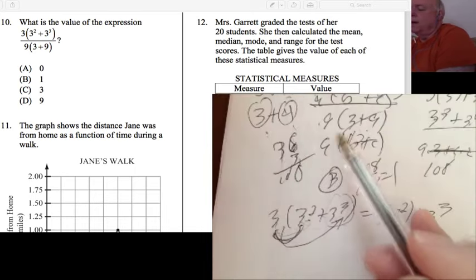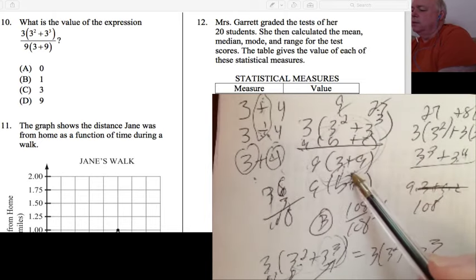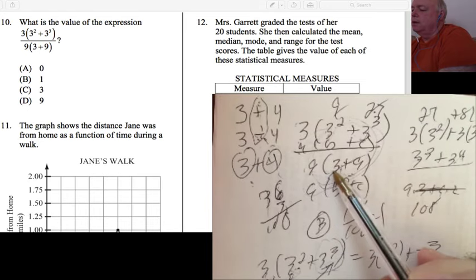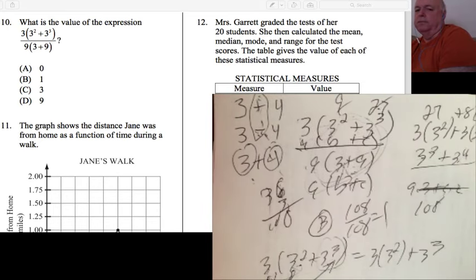In fact, some kids might even do it down here. This is busy enough to confuse somebody sometimes. So they might do 9 times 3 is 27, plus 9 is 36 as the denominator, which is completely wrong. All right?